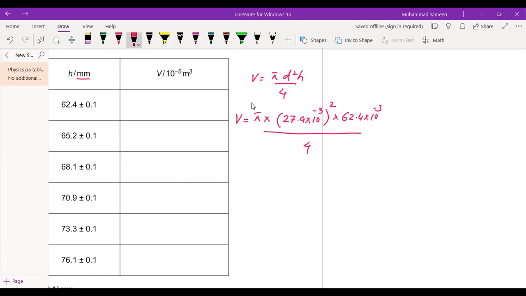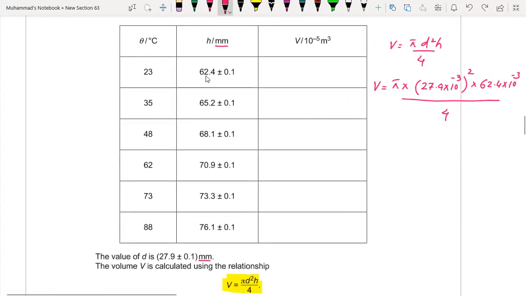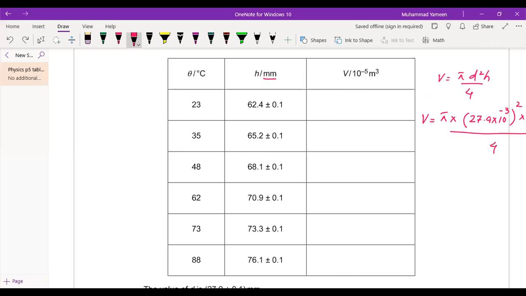The V should be given to how many significant figures? Sorry, you can see from the table, from the given values, the h is in 3 significant figures, and d is also in 3 significant figures. So it should be given to 3 significant figures. Okay. So you can see on my calculator it is 3.81 times 10 to the power minus 5, and 10 to the power minus 5 has already been made as a unit. So you have to write 3.81.